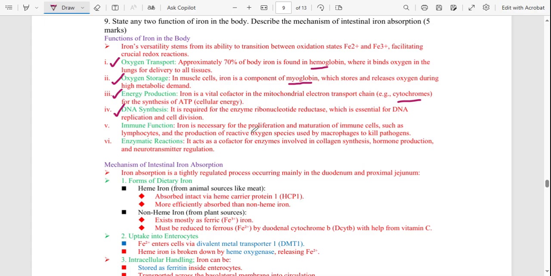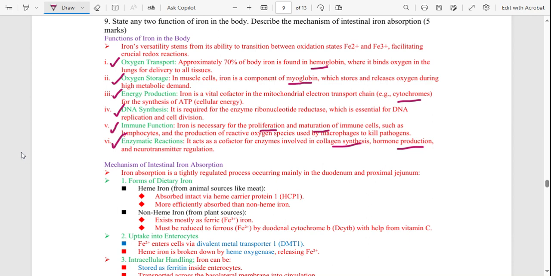And that's what actually causes a problem, because if you don't have iron, it can cause anemia because you can't form red blood cells. Iron is also important in immune function because it helps in proliferation and maturation of the immune cells. And then it also has enzymatic reactions. So iron is involved in collagen synthesis, hormone production, and such. So those are the main functions of iron.